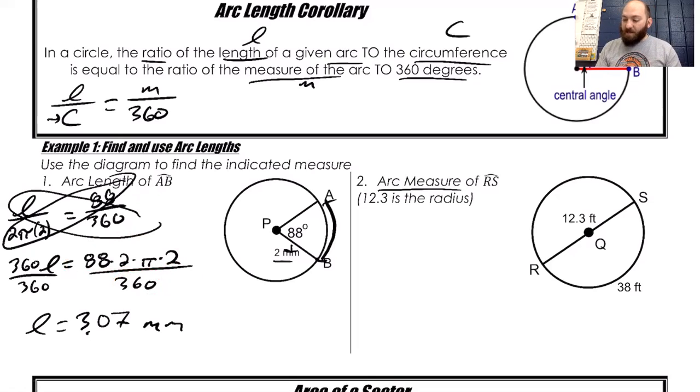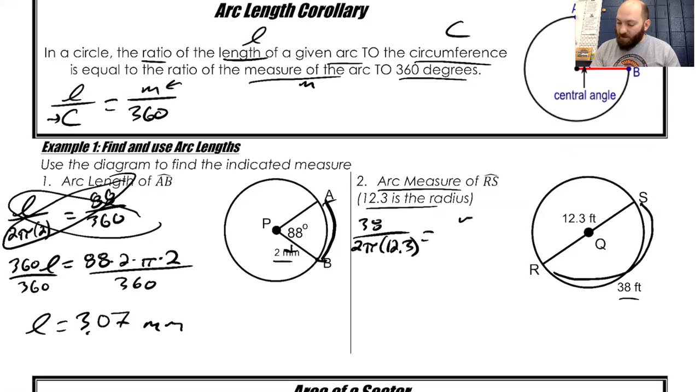Arc measure. So we're going to actually find the arc measure now. We're given the arc length is 38. And we're told that 12.3 is actually the radius, even though it kind of looks like diameter here. So here's what I'm going to set up. I know the arc length is 38. I know my circumference is 2 times pi times the radius, and that is equal to measure divided by 360.